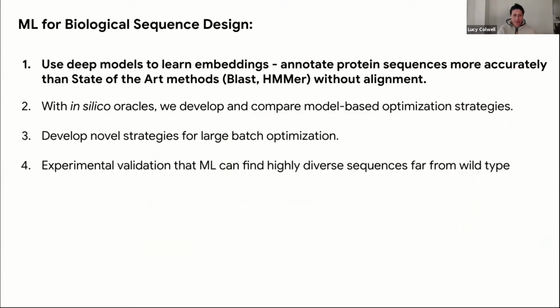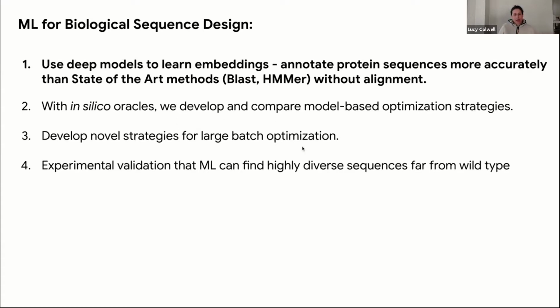Okay, so I'll talk about four different areas briefly, starting by figuring out how to use deep learning or deep models to learn embeddings from unsupervised or unlabeled data. And then I'll talk a little bit more in detail about how we've used in silico problems or oracles to develop and compare model-based optimization strategies.